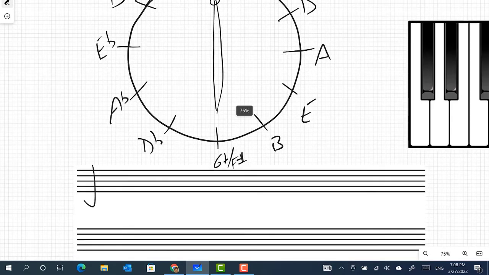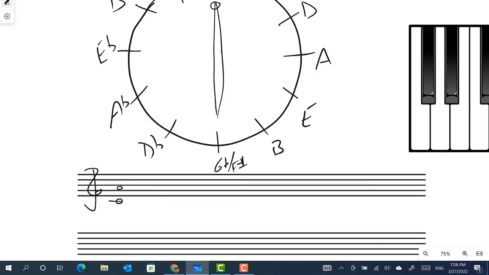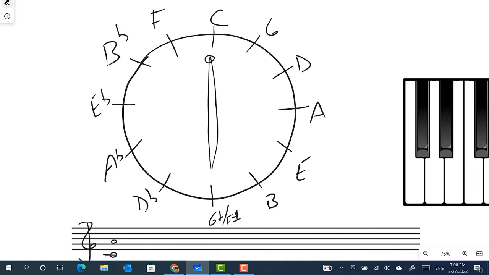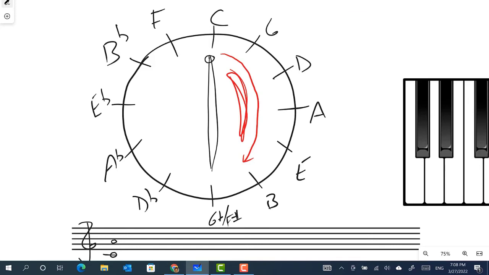If you're looking at C and something else, so let's say C and A natural, if your notes fall within, like, the 5 o'clock position, anywhere in here, you have a major interval. Starting again from the bottom note and working your way clockwise around the circle of fifths. So as you can see, C to A is less than the 5 o'clock position. It's just 3 o'clock. So you're fine.